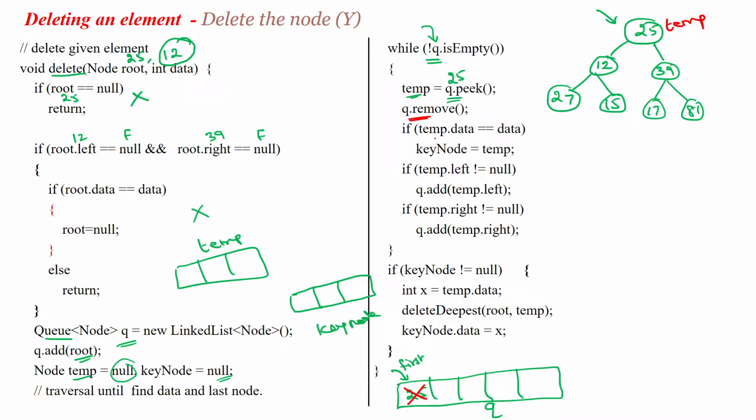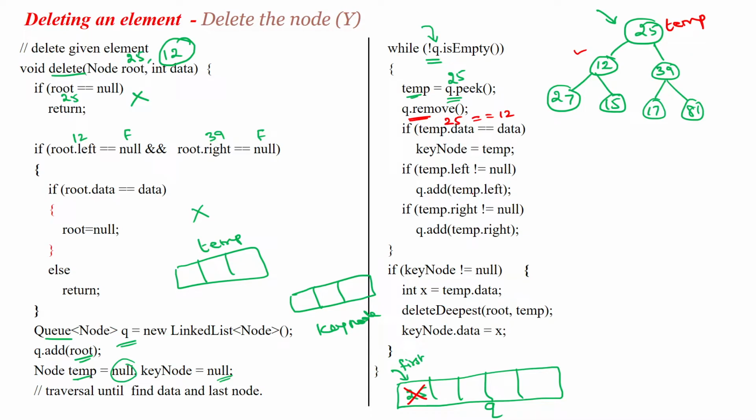Now we are checking temporary dot data equal to our data. Temporary dot data is 25, equal to our data 12. Is it true? It is false, so this is not executing now. Then we are checking temporary dot left not equal to null. Yes, temporary dot left is 12, which is not equal to null.